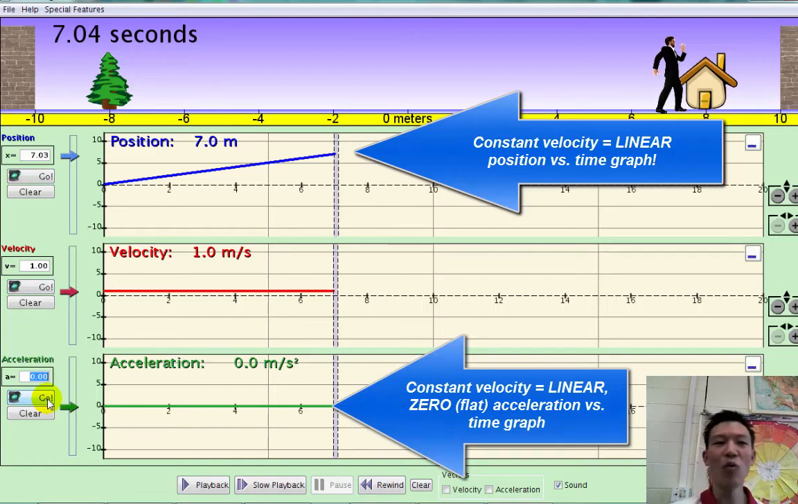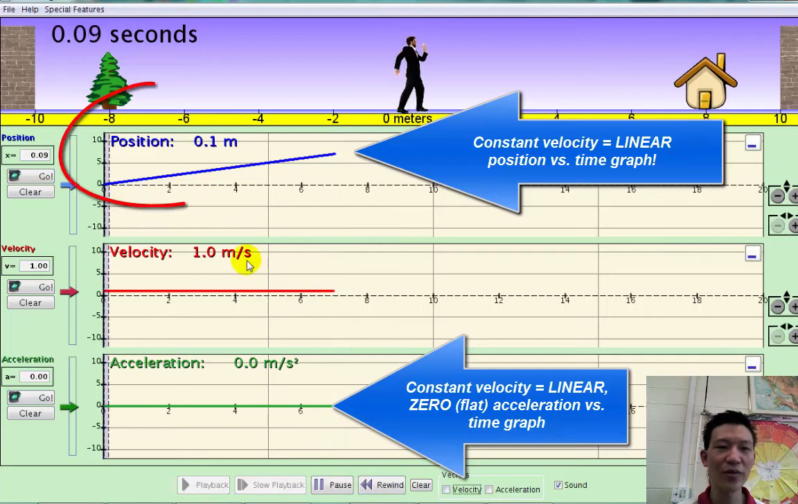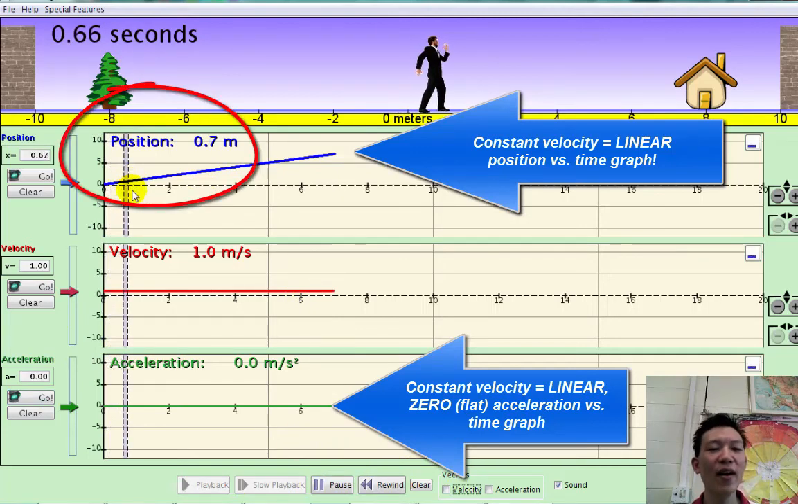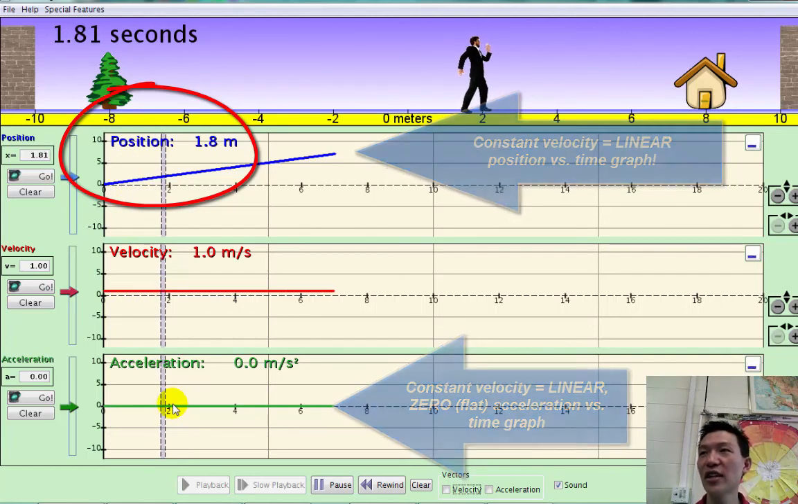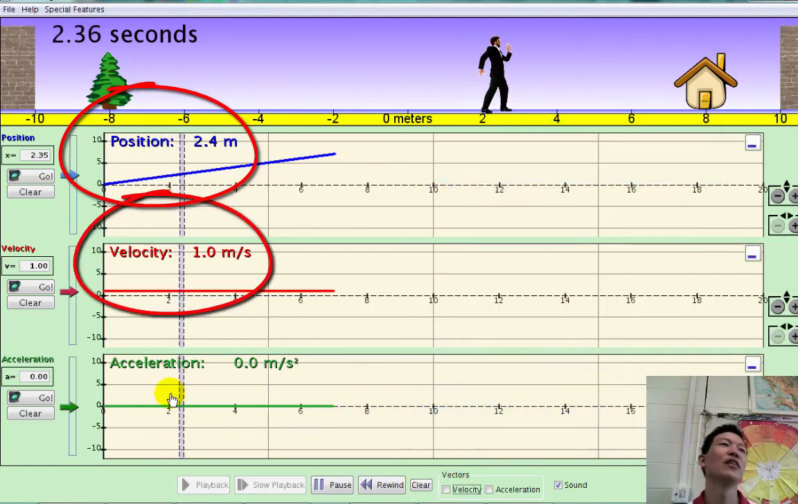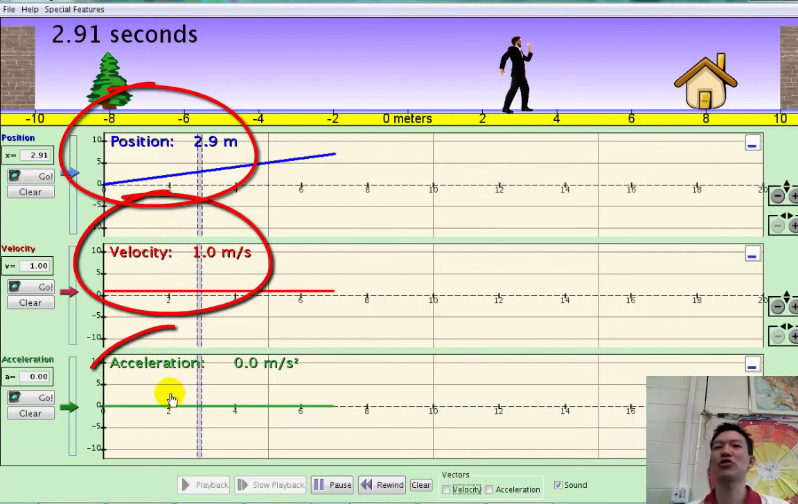Notice all 3 graphs are related to each other, but they're different ideas. One is where you are. Go ahead and rewind this and play it back in slow-mo. This is where you are at any point in time. One is how fast you change where you are. The other is how fast you change how fast you change where you are.